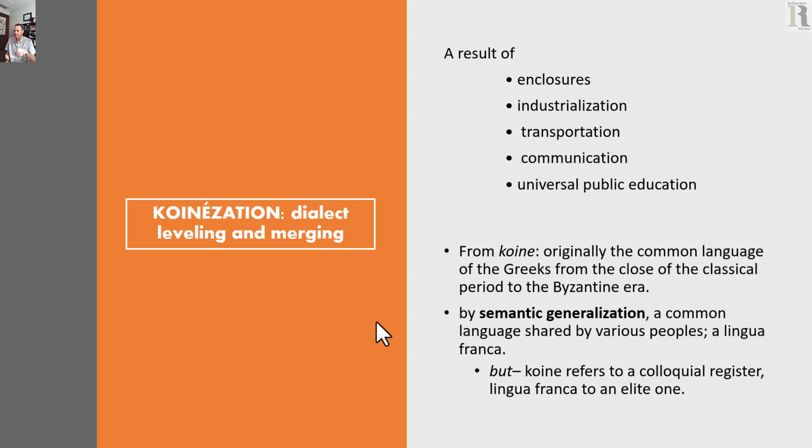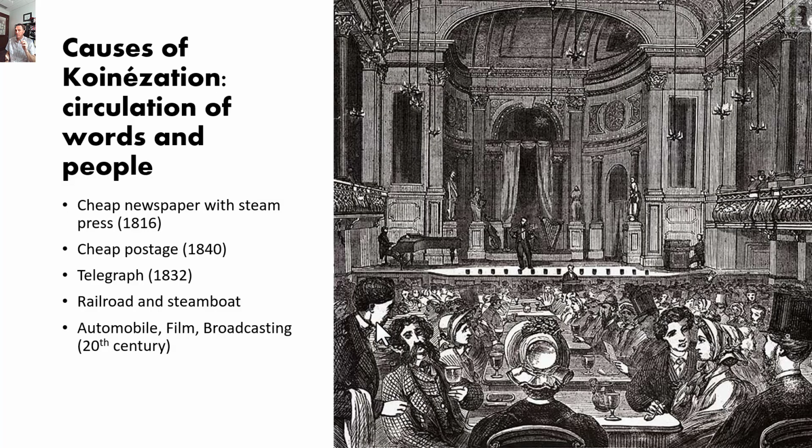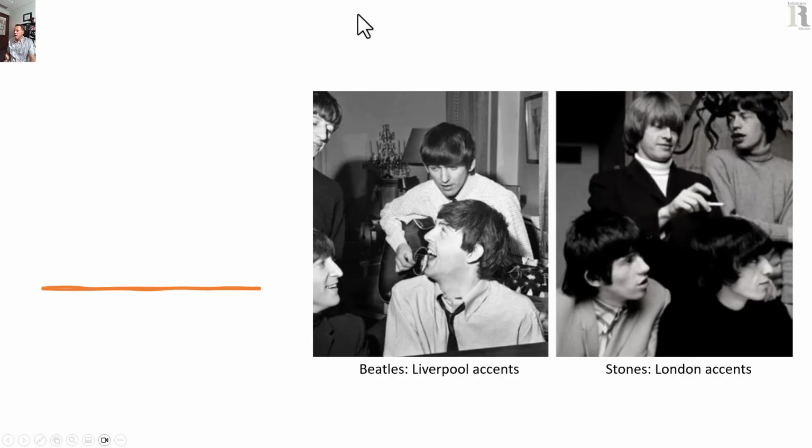So the English language in England, differences between different regions and dialects are greatly reduced during this period as a result of all of these efforts. People circulate, words circulate because of the cheap newspaper with the steam press, cheap postage, the telegraph, the railroad and steamboat, and also in the 20th century, the development of the automobile, film, and broadcasting. Here's a music hall in the 19th century at Oxford, which was a form of entertainment, a kind of variety show, similar to the American vaudeville theater, where people of all classes and parts would mix with each other.